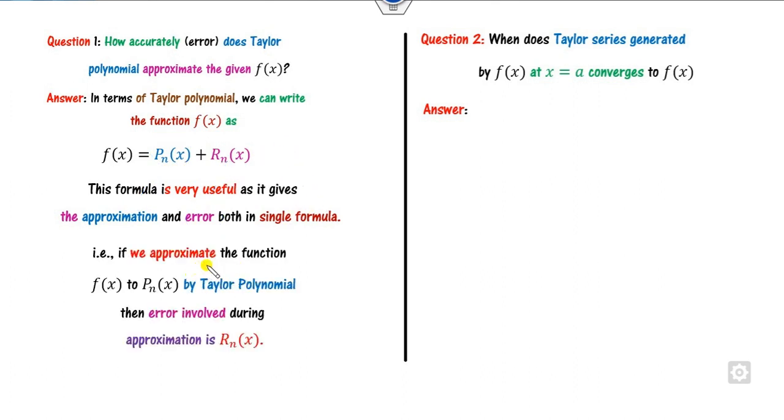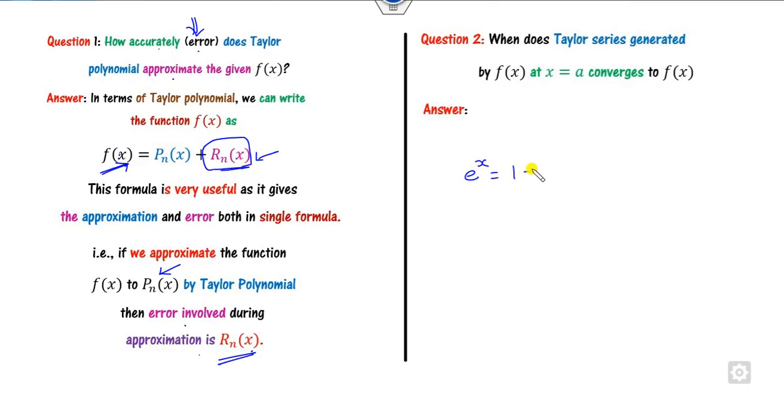Or in other words, when you want to approximate the given function f(x) by the approximation P(x) using the Taylor polynomial, the error involved in the approximation is my R_n(x). So this is the answer to how accurately the function will be approximated. The answer will be R_n. What is the meaning of that?